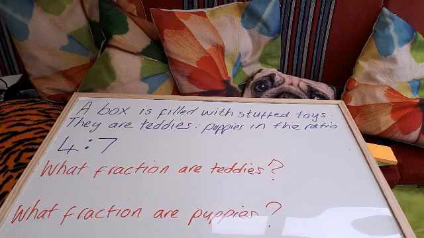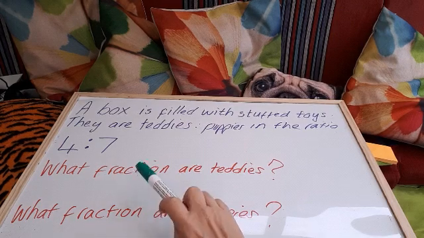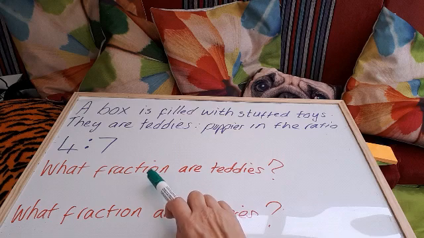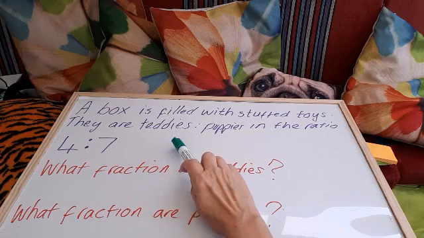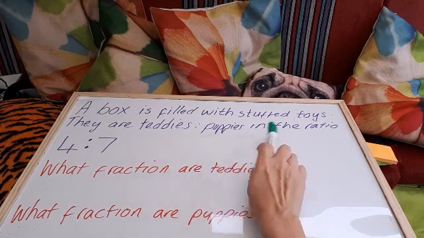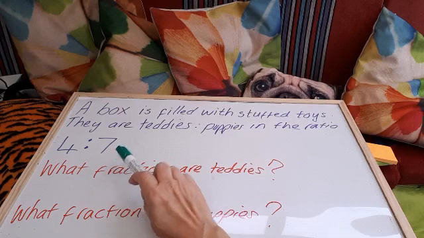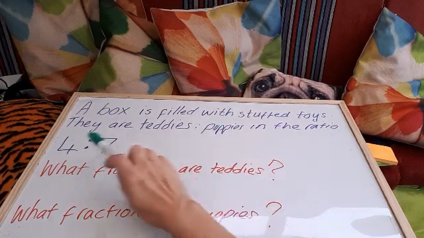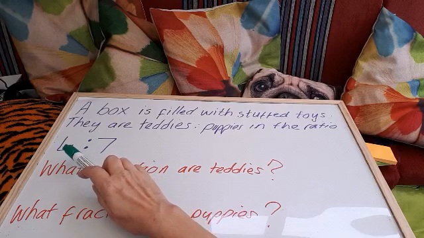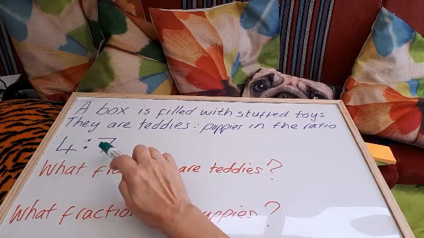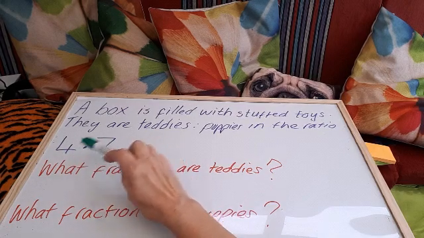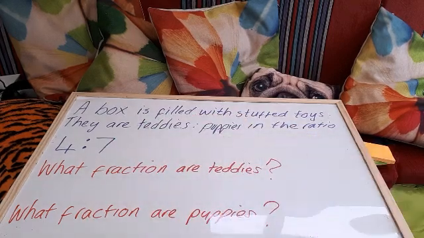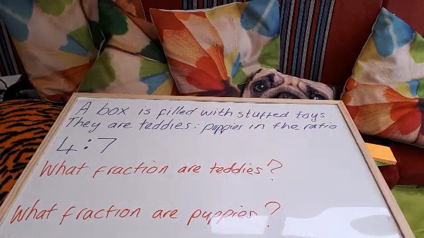Okay, this next question is looking at finding a fraction from a ratio. A box is filled with stuffed toys. They are teddies to puppies in the ratio 4 to 7. Teddies to puppies, 4 to 7. For every 4 teddies, there are 7 puppies. What we need to do is find the total amount in the ratio.